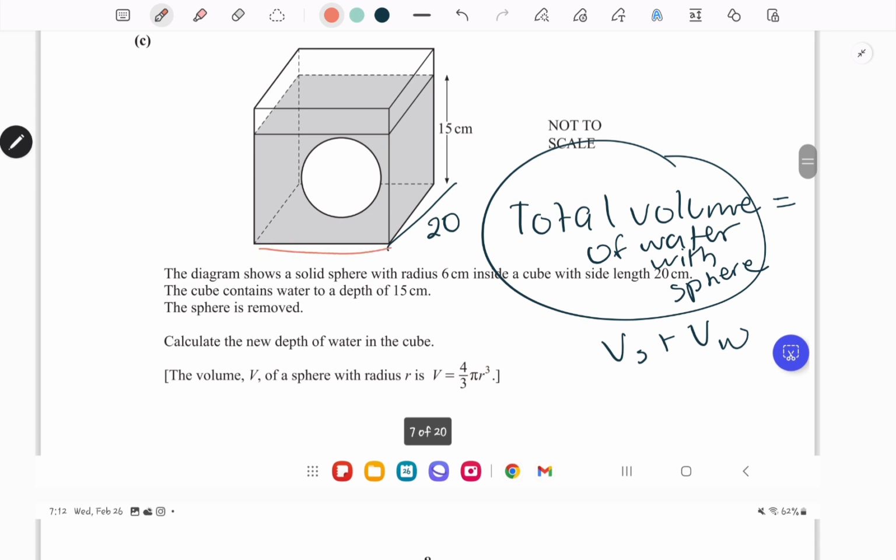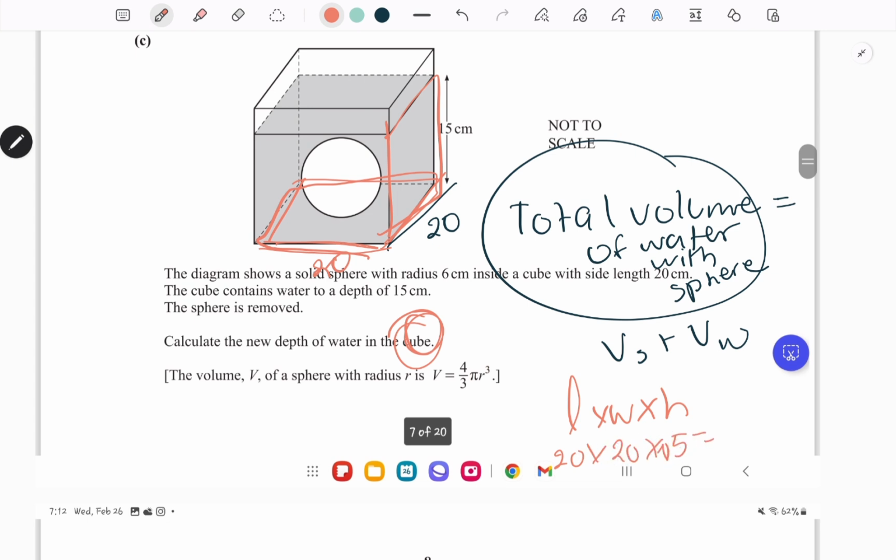It is a cuboid, or they told us it's a cube. So because it is a cube, we're gonna take all of these sides to be 20. So this cube has side here 20, side here 20, side here 20, and side here 20. So now, the volume of water with the sphere is length times width times height. Now, because this is not a cube, this is a cuboid, we're going to take the length to be 20, the width to be 20, and the height to be 15.